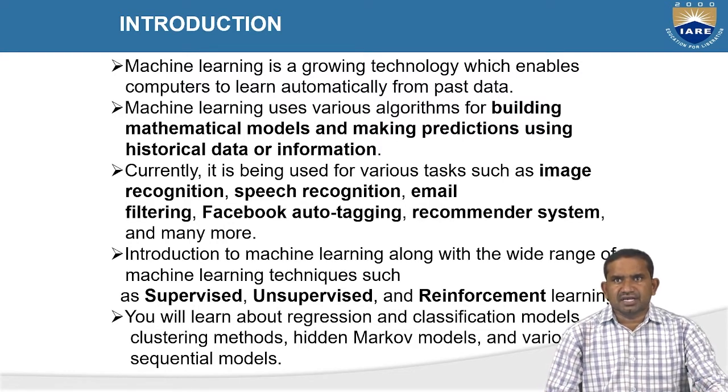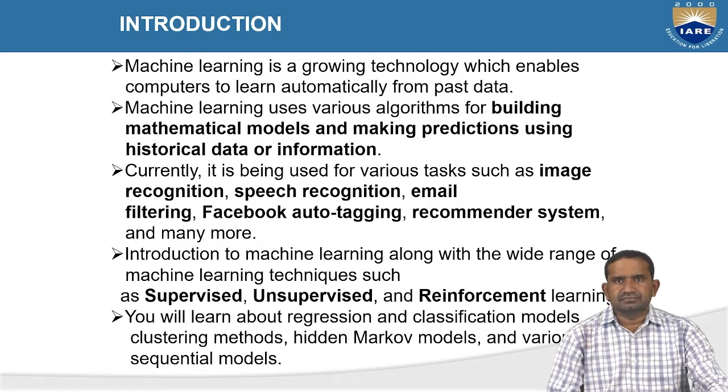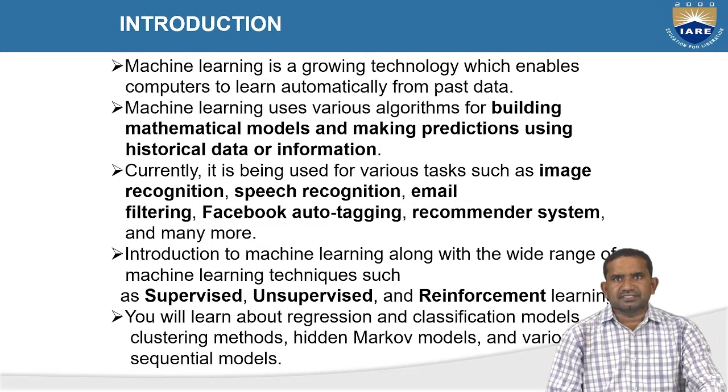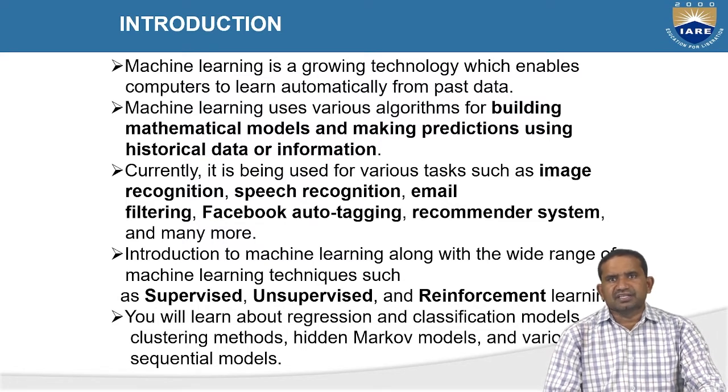Currently, we use machine learning for various tasks such as image recognition, speech recognition, email filtering, Facebook auto tagging, recommender systems, and many more applications. This describes the applications, areas, or domains of machine learning. What are the various fields of machine learning?